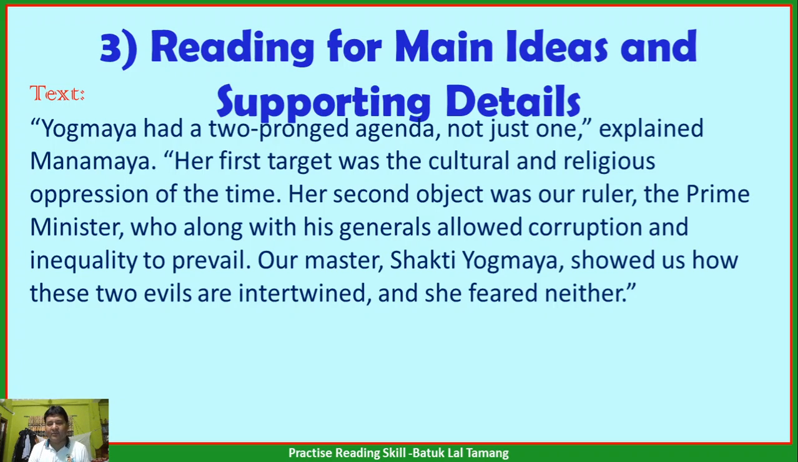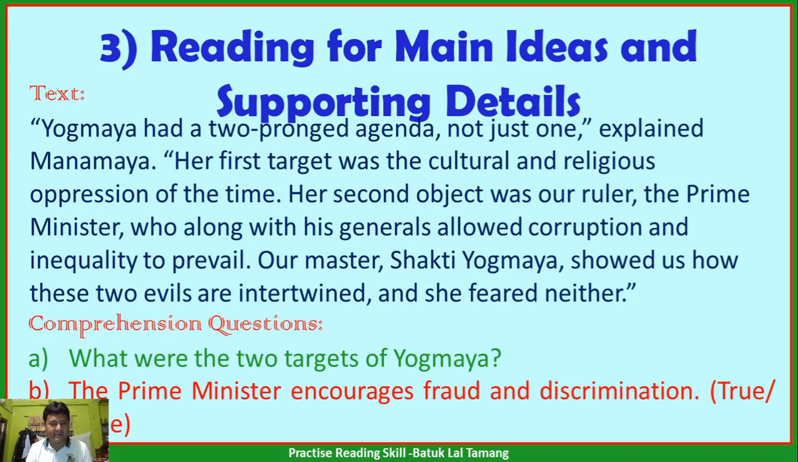Our second object was our ruler, the prime minister, who, along with his generals, allowed corruption and inequality to prevail. Our master Shakti Yogamaya showed us how these two evils are intertwined, and she feared neither. From this text, what are the two targets of Yogamaya?